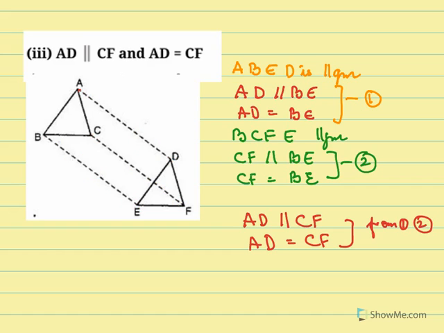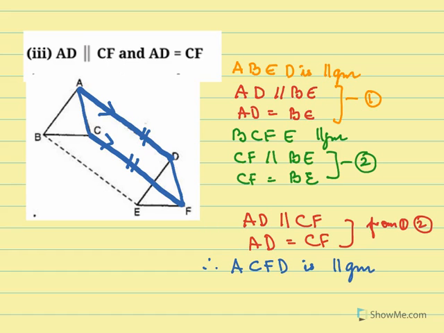Let's mark that on the figure. So we got AD parallel to CF and AD equal to CF. That means we have yet another parallelogram, and by now you would have guessed the parallelogram is ACFD. So we write therefore ACFD is a parallelogram. Same reason, if one pair of opposite sides are parallel and equal, it is a parallelogram.